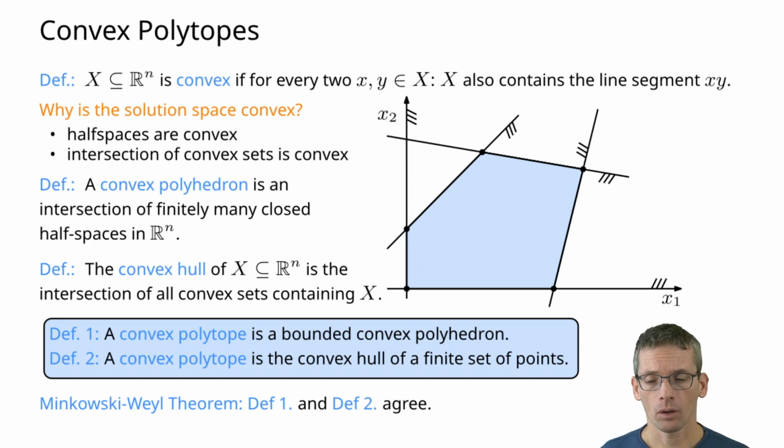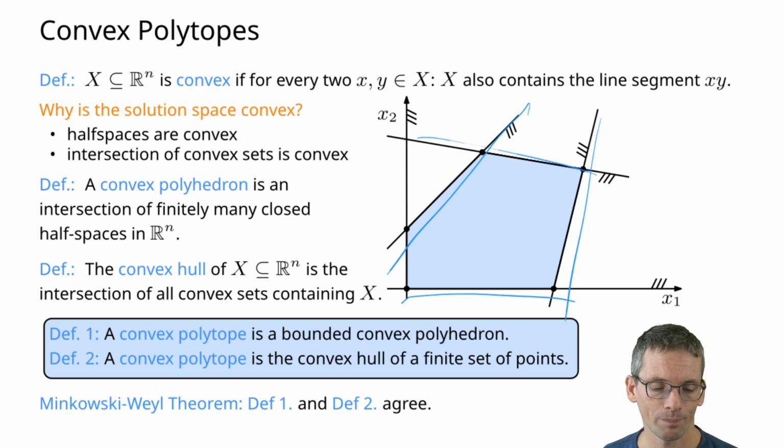So we can see convex polytopes as the intersection of half spaces and then bounded, or as the convex hull of a finite set of points, and this is actually the same. And in our example here, we can either see this blue area as the intersection of the half spaces, as we actually get it because the linear program states it gives us a space like that, but we can also see it as the smallest convex set containing all of those corners.